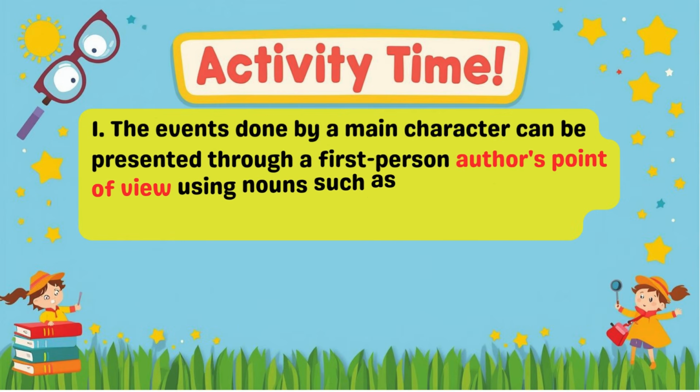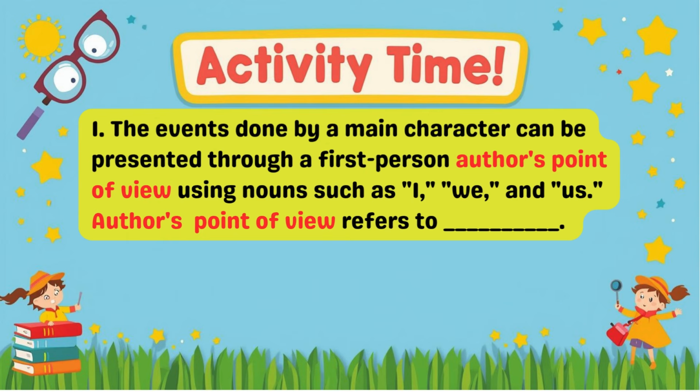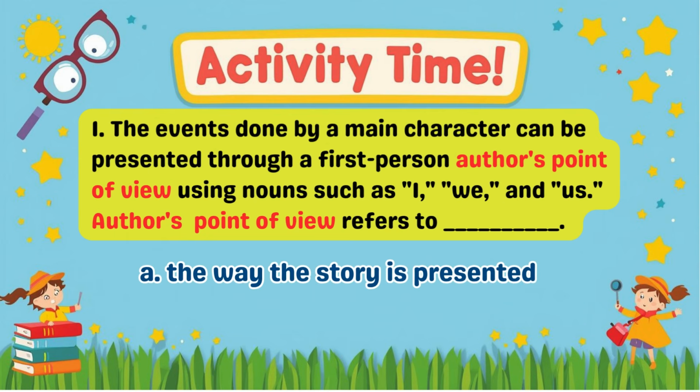Let's begin. Number 1. The events done by a main character can be presented through a first-person author's point of view, using pronouns such as I, we, and us. Author's point of view refers to letter A, the way the story is presented, or letter B, the events of a story. The correct answer is letter A. Point of view is the way the story is presented.